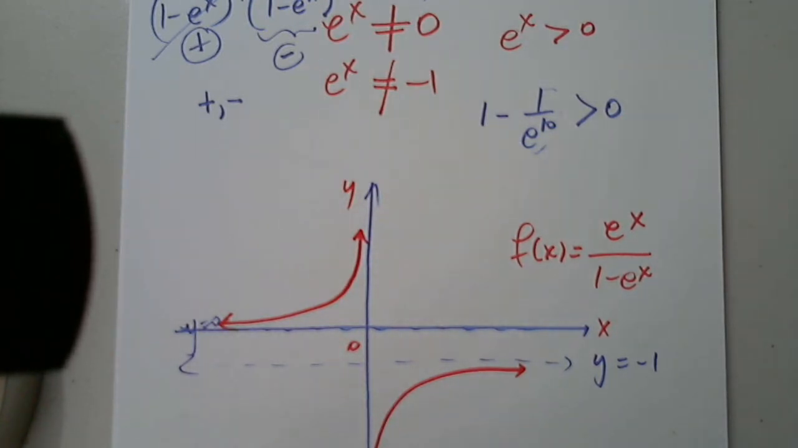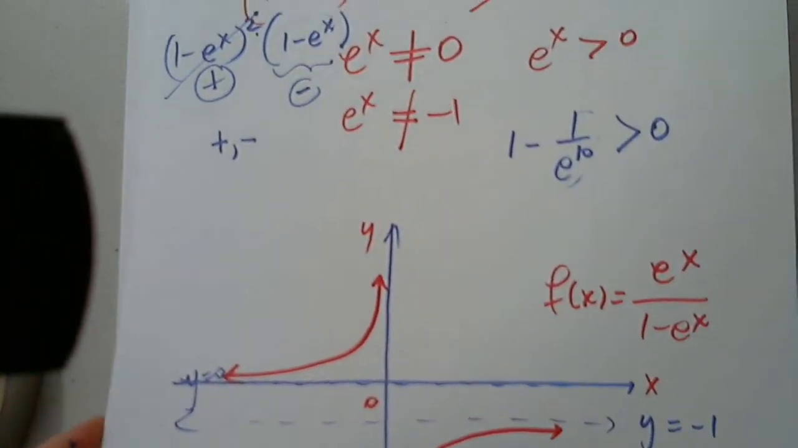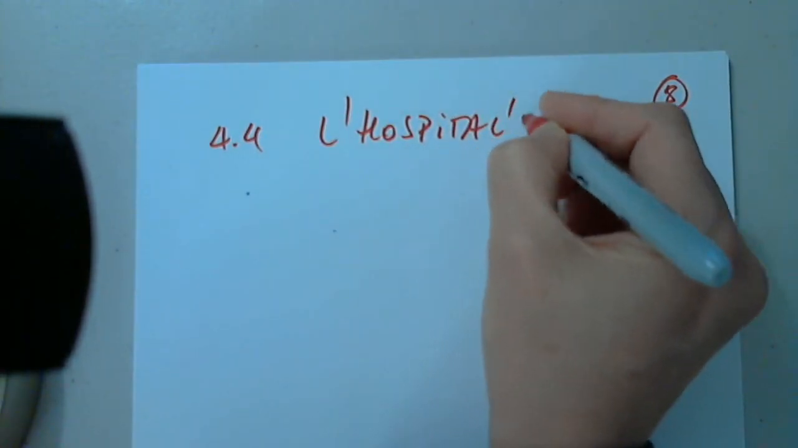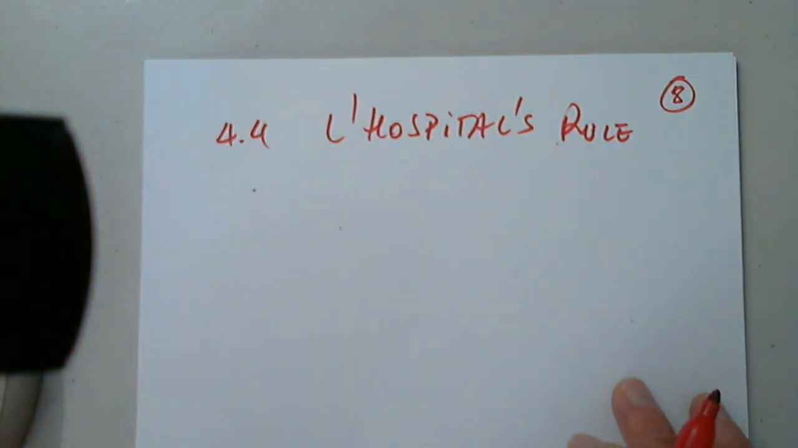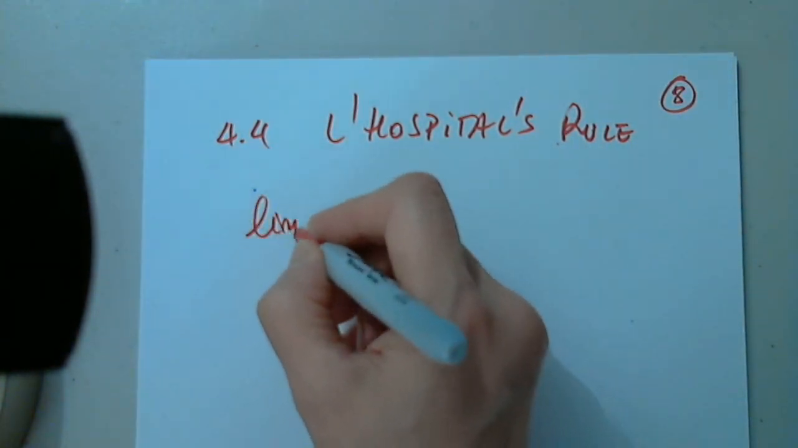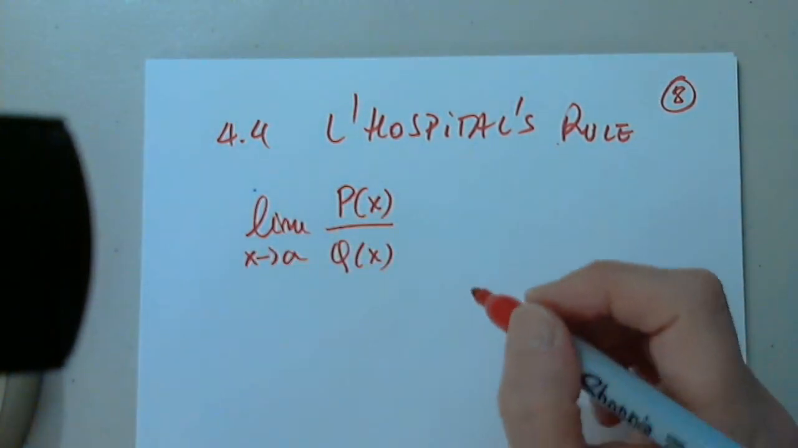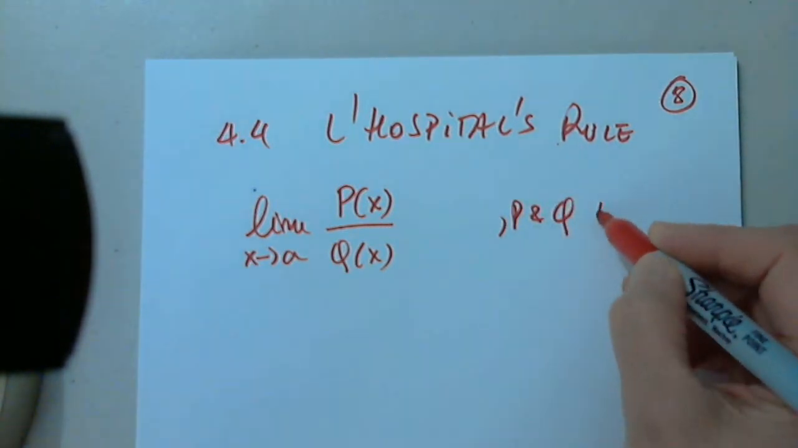I'd like to continue with, in section 4.4, we are going back to L'Hopital's rule. So this is my page 8. Yes, we'll have more graphing and more asymptotes in section 4.5. So 4.4. So we know that L'Hopital's rule requires a limit of, let's say, P of x over Q of x as x approaches A, where P and Q are differentiable.